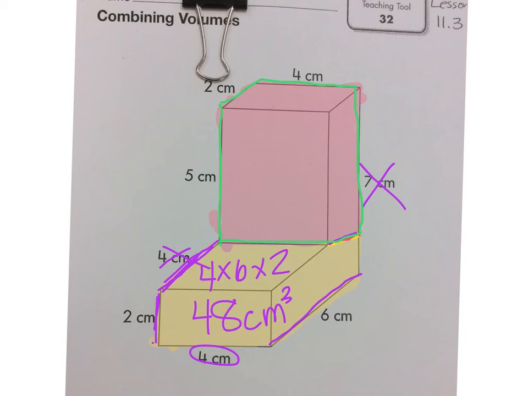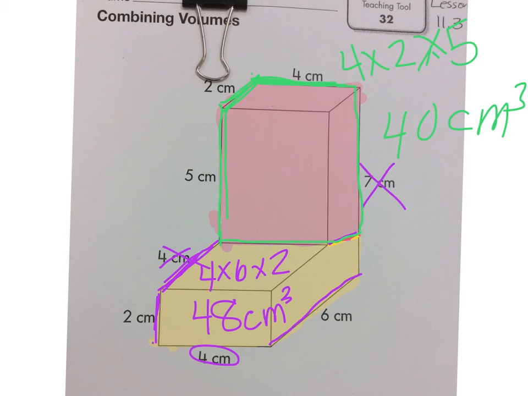So now we're just looking at what I outlined in green. How long is this box across the top? 4 centimeters. How wide is this box? 2 centimeters. And how tall is this box? 5 centimeters. So now, what do I know I have to do? Multiply. What's 4 times 2? 8. Times 5? 40. 40 cubic centimeters. Okay. But are we finished?